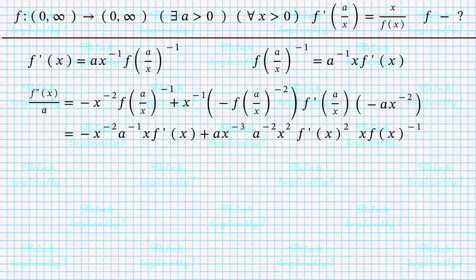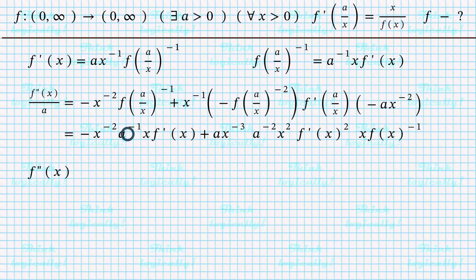Now we can move a back to the right-hand side by multiplying the equation by a. Meanwhile, we will simplify the equation. After multiplying by a, the left-hand side becomes just the second derivative of f. In the right-hand side we have x to the power of negative 2 times x, which is x to the power of negative 1.